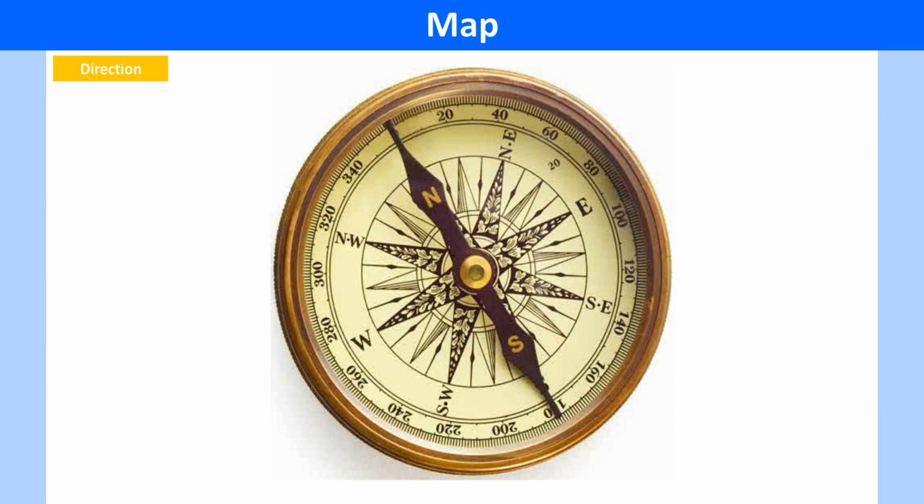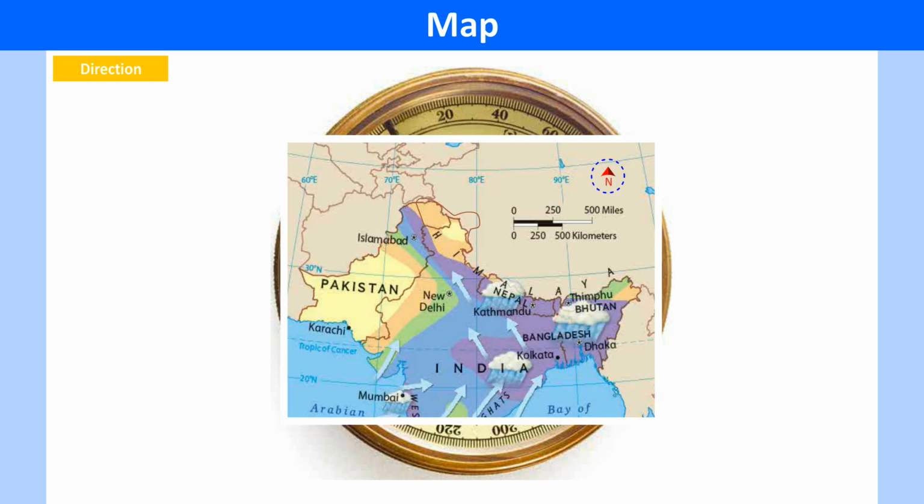Generally, we use a compass to find the direction of a place. The needle of a magnetic compass always points in the north-south direction. In between the cardinal points, north, south, east and west, we have the intermediate directions: northeast, southeast, southwest and northwest. On a map, you will often see an arrow with the letter N printed above it. The arrow points in the north direction and is called the north line.